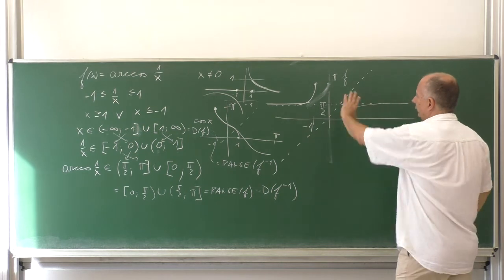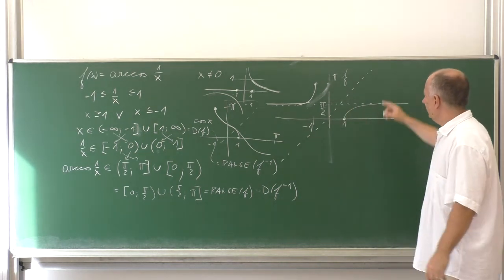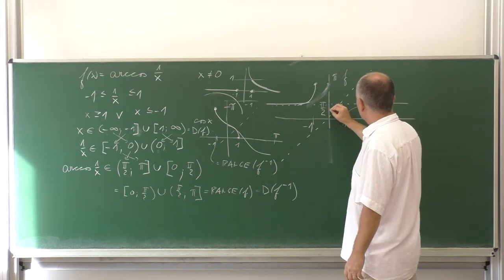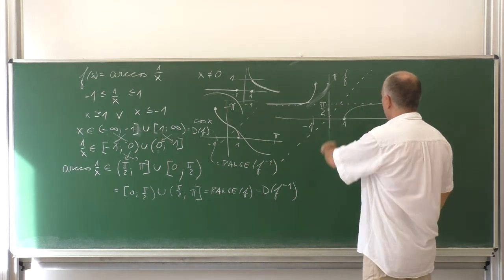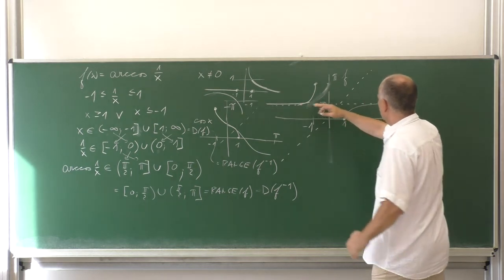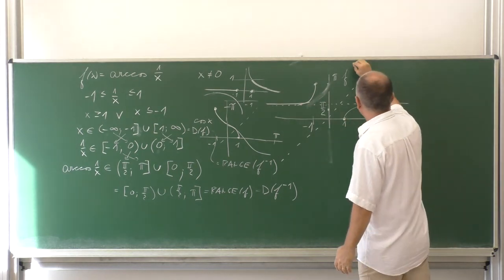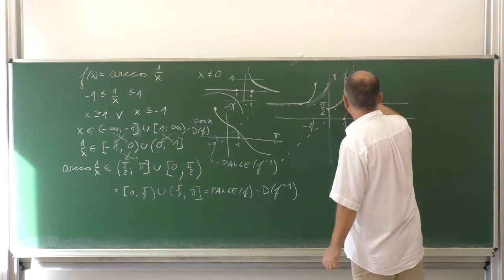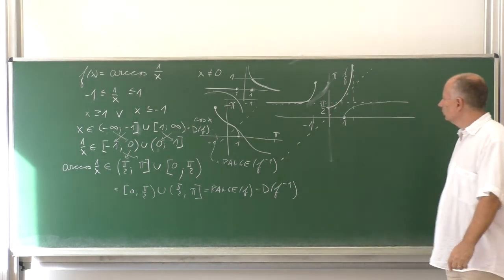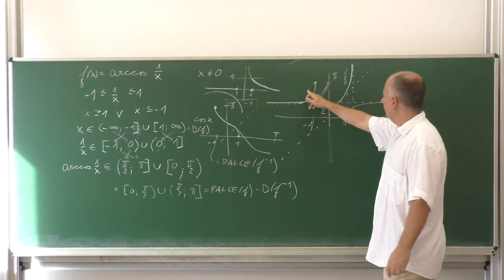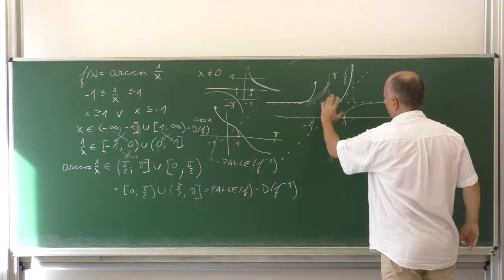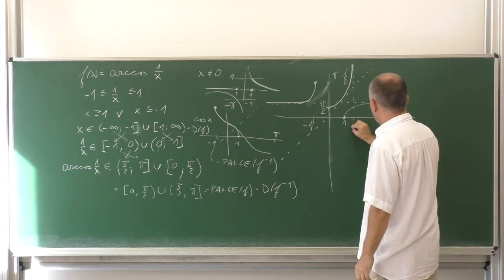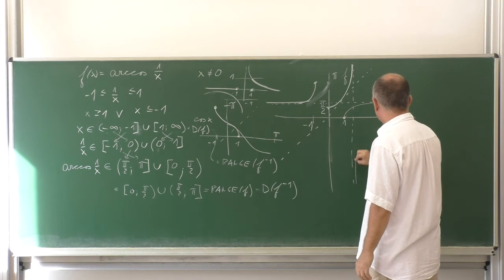And if we take the mirror image of that with respect to this line, then the point 1, 0 goes to 0, 1, and this horizontal asymptote turns into a vertical asymptote, and the graph looks like that. And this branch, when reflected around this line, gives a branch like that.